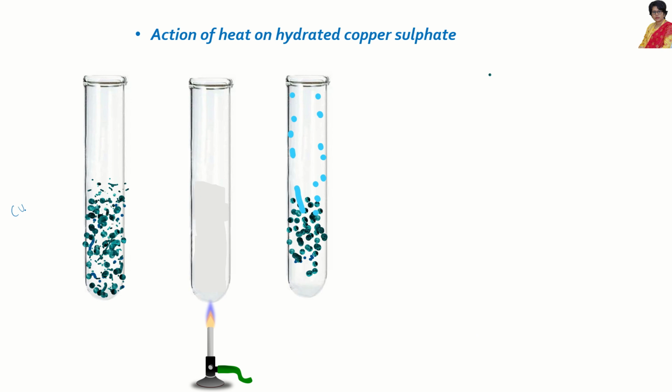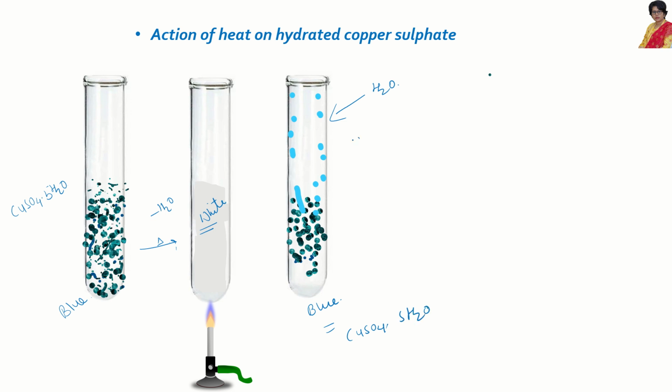So, this is copper sulfate pentahydrate. On heating, it will lose its water molecules and change into white color. So this hydrated copper sulfate is blue in color, and on heating, after losing water of crystallization, it will change into white color. Again, if we add water to this, it will change back into blue color. Again, it will become copper sulfate pentahydrate.